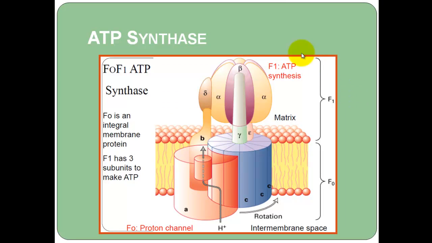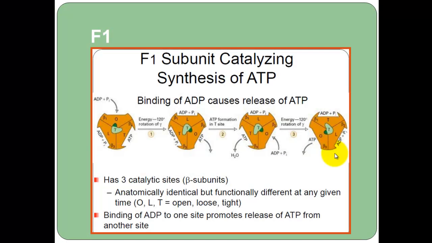F1 is made up of 3 beta units. Those are these purple structures that you can see. And there's also 3 alpha units. The F1 subunit of ATP synthase catalyzes the synthesis of ATP. It has 3 catalytic sites that are identical anatomically but function differently at any given time. There's the open site, the loose site, and the tight site. The binding of ADP, or adenosine diphosphate, to one site promotes the release of ATP from another site.